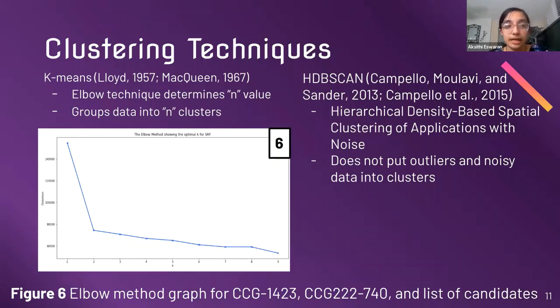We also used HDBSCAN to cluster our data, and HDBSCAN is unique in that it doesn't put noisy data into the clusters. Basically, any outliers in the data set are not put into the clusters, so HDBSCAN has a less likely chance that clusters might be skewed. Both k-means and HDBSCAN are clustering techniques, but our data has many dimensions. So to be able to visualize the cluster plots, we need to reduce the number of dimensions to 2. So we used UMAP, which is a dimensionality reduction technique, to be able to visualize these graphs.